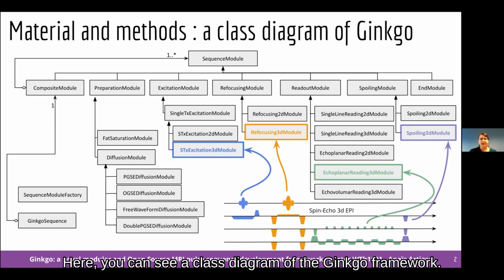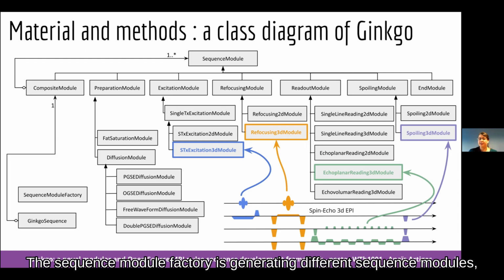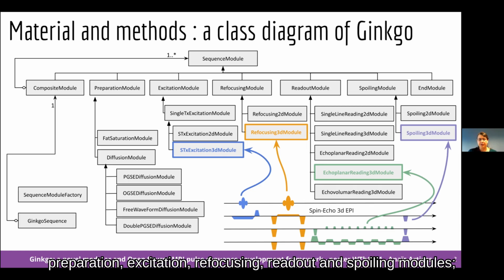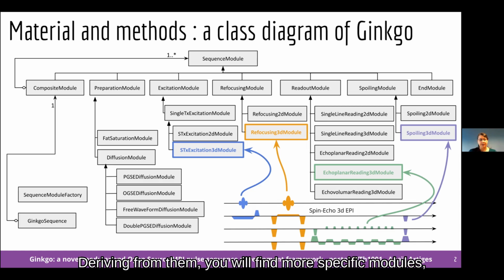Here you can see a class diagram of the Ginkgo framework. It has been built using an object-oriented architecture based on factories. The sequence module factory is generating different sequence modules, which have an anchor time and a duration, allowing us to place them on the sequence timing. Deriving from this sequence module, you will find preparation, excitation, refocusing, readout, and spoiling modules, which are the basic modules to build any MRI pulse sequence. Deriving from them, you will find more specific modules, allowing you to build different MRI pulse sequences.